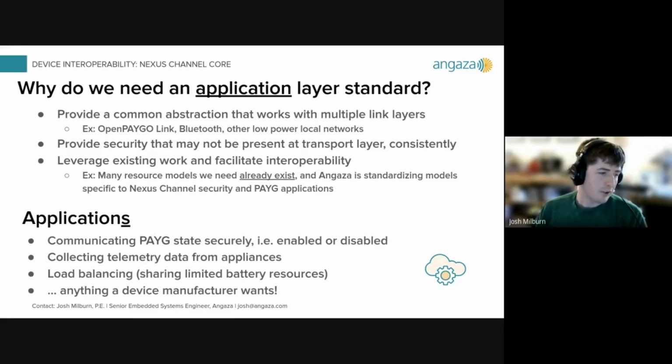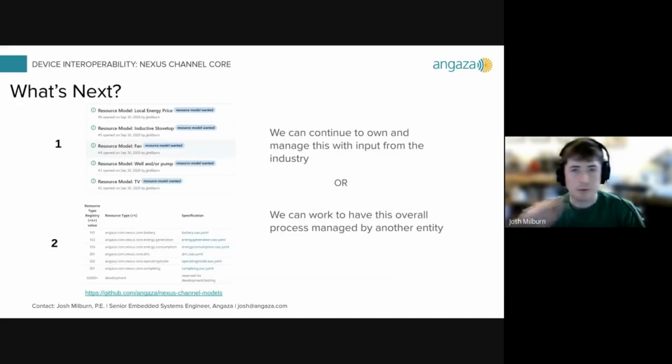Obviously pay-as-you-go state is one application, but you might have standard ways to pull devices and get telemetry data back. You might want to share limited battery resources. It's basically any application, not specific to one use case or another. The idea is if you can have an application layer language that all these devices talk, you can develop any application you want. Just speak that language and expose the resources you care about. So let's get into what resources are a little more.